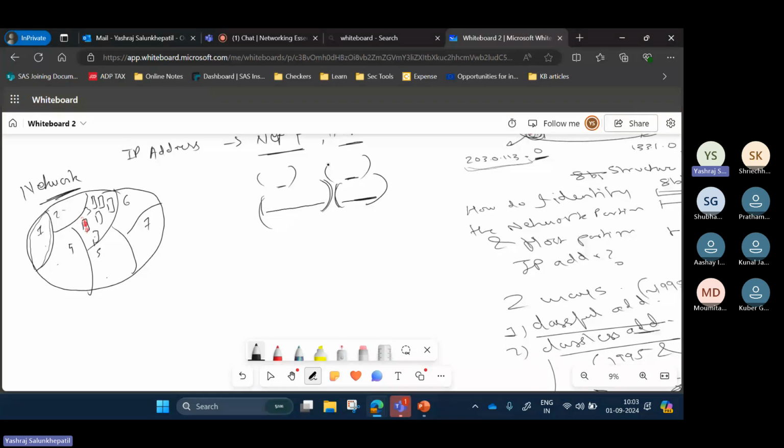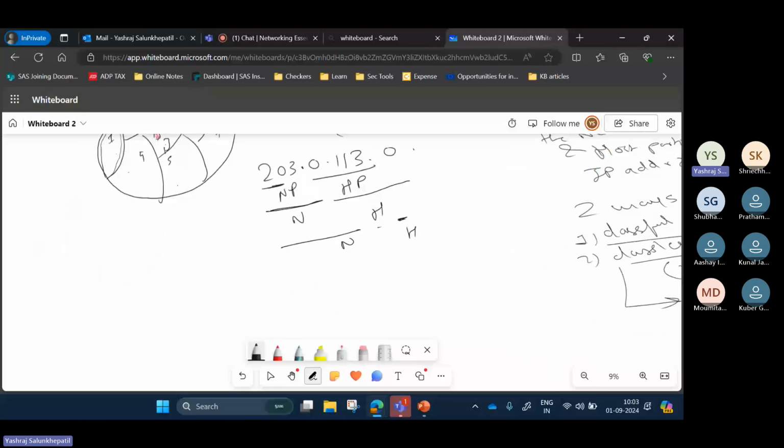Now, how do we identify the network portion? If I give you this address, how do you know which is the network portion and which is the host portion? Only this can be network and this can be host, or this can be network and this can be host, or all of this can be network and only the last can be host. Anything can happen. So we need to identify how much is the network and how much is the host. कौन सा पार्ट कितना पार्ट लोकेशन वाला है और कितना पार्ट एग्जैक्टली उस डिवाइस का एड्रेस है.